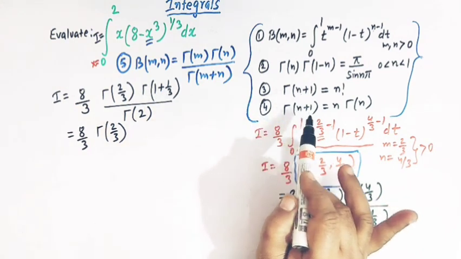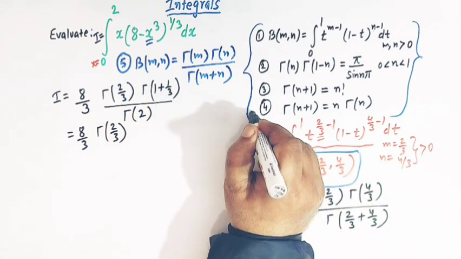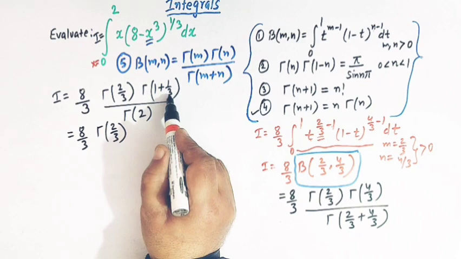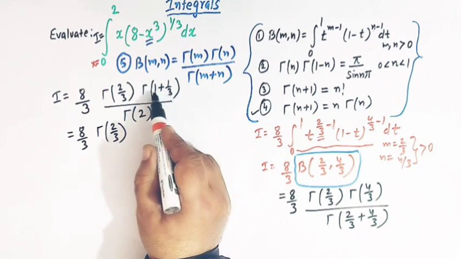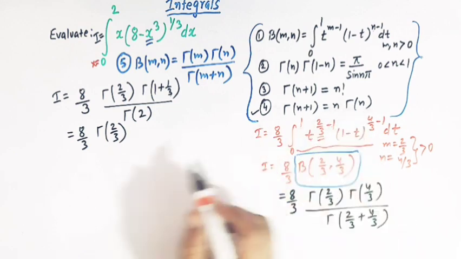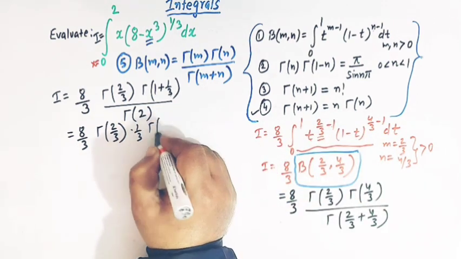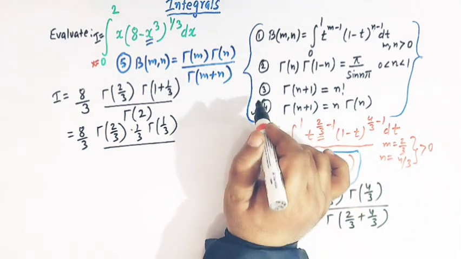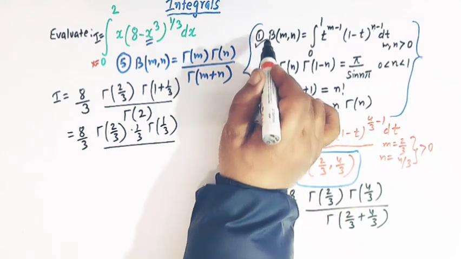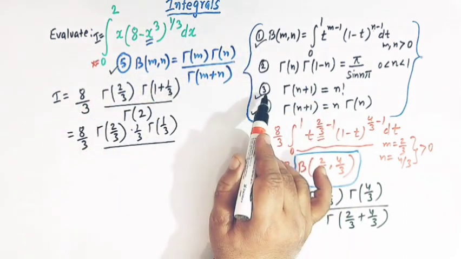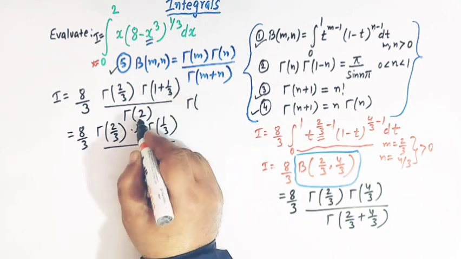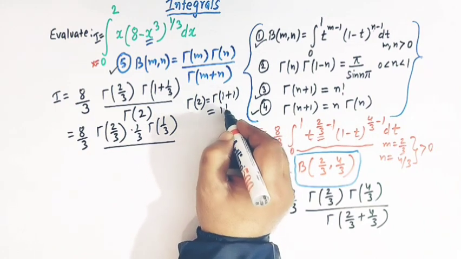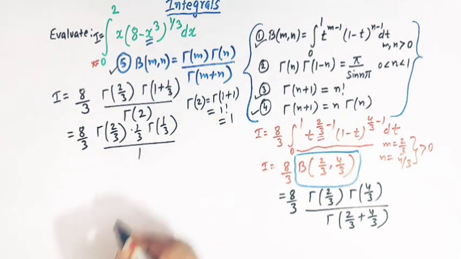So now this is 8 by 3, gamma of 2 by 3, gamma of 1 plus 1 over 3. So here I will make use of this result, right? That is gamma of n plus 1. So n is 1 over 3, and here we have 1. So n plus 1, that is n times gamma of n. So we have 1 over 3, gamma of 1 over 3. And gamma of 2 can be written with the help of this result. We have already used this result and this result. So gamma of n plus 1. So gamma 2 can be written as gamma of 1 plus 1, that is equal to 1 factorial, that is 1, right? So here we have 1.